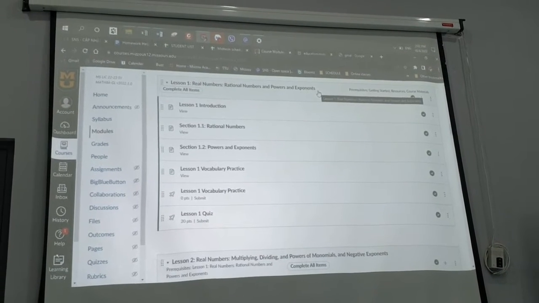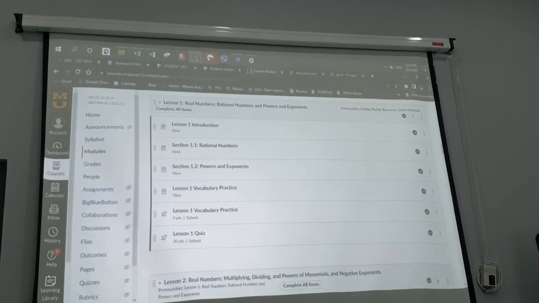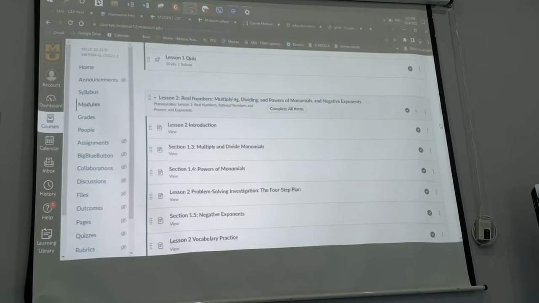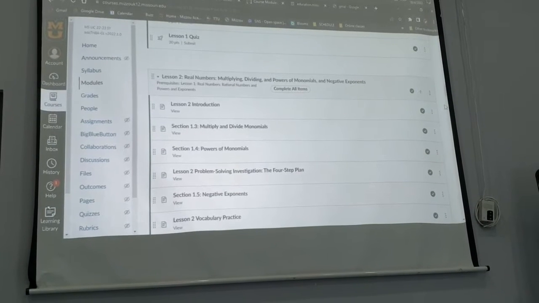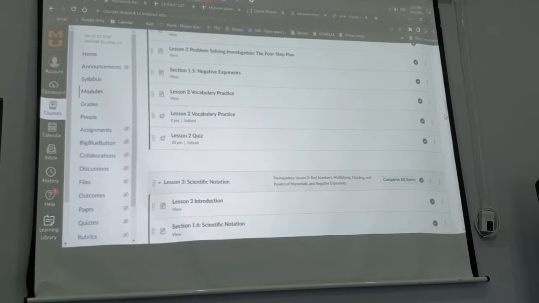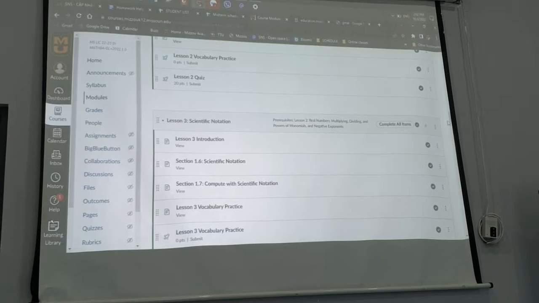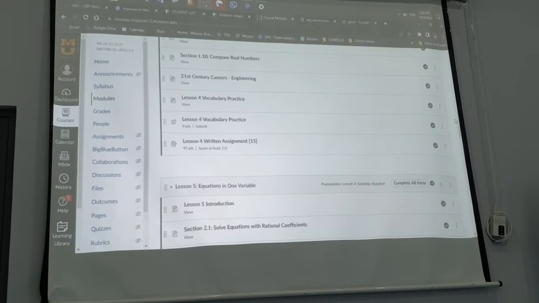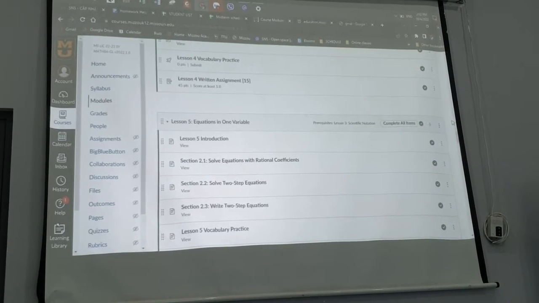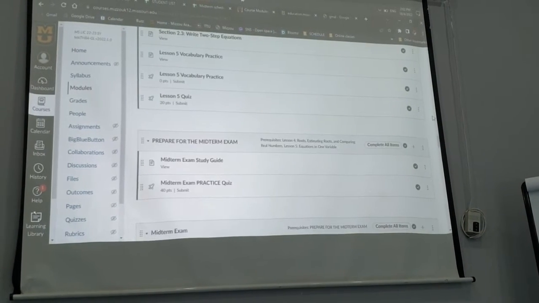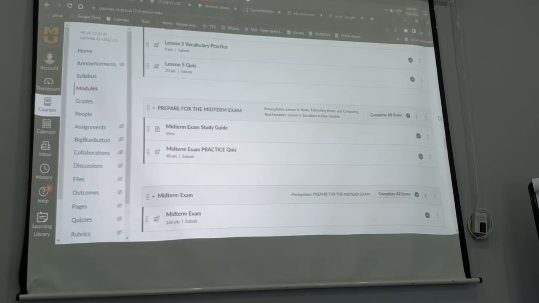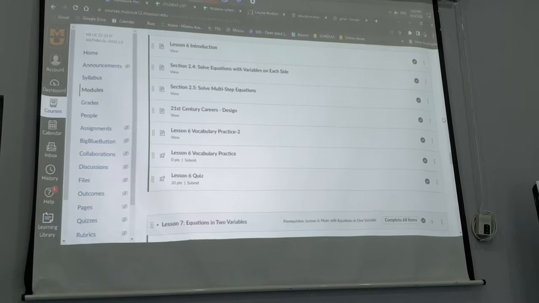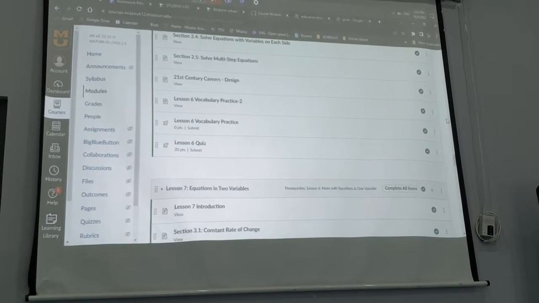It is focused on rational numbers, powers, exponents. You said you've already studied that stuff, right? So can we go down? Lesson 2 is... Okay. Do you understand square roots and things? Okay, so you understand that stuff. You understand variables.